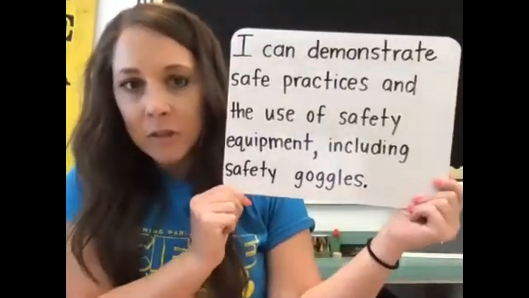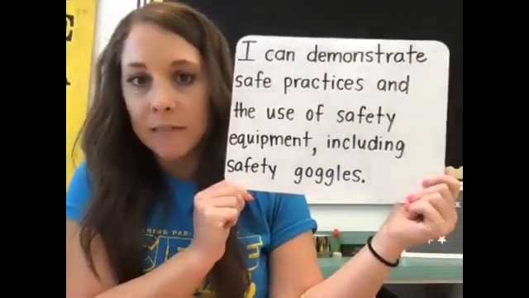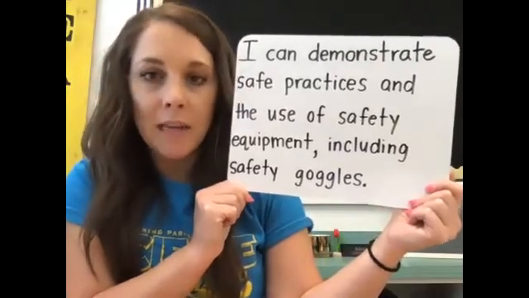All right, so today what we are talking about in here is science safety. So your target says, I can demonstrate safe practices and the use of safety equipment, including safety goggles. One way that scientists stay safe during an experiment or an investigation is by using safety goggles to protect their eyes. I'm going to be using safety goggles here in a couple minutes. If you were in the science lab doing this experiment with me, you would also be putting on safety goggles. I don't need to put them on just yet, but I will shortly.